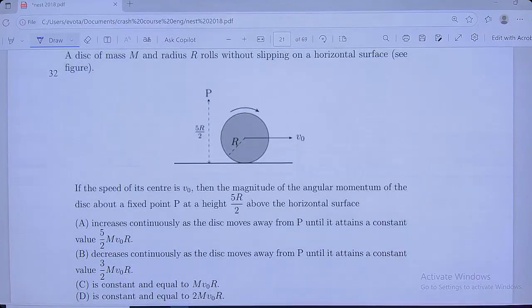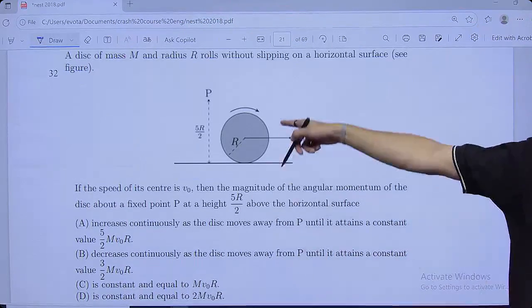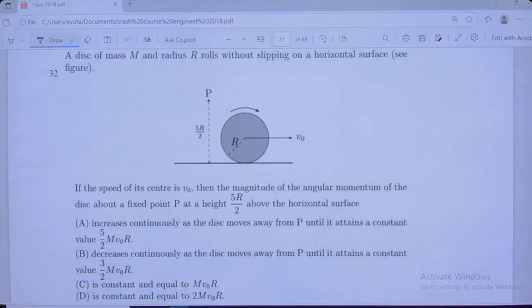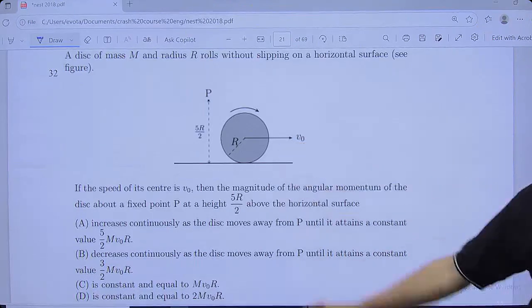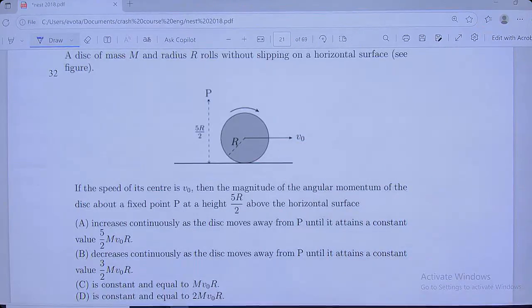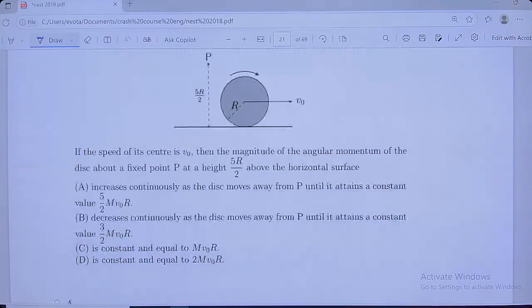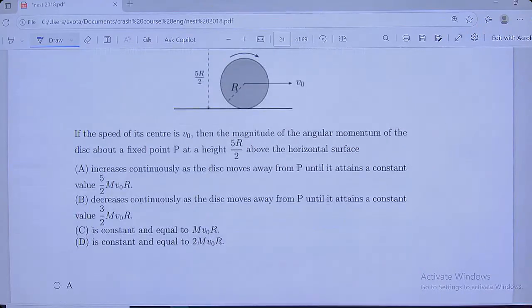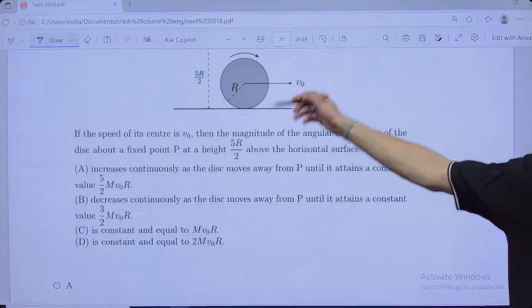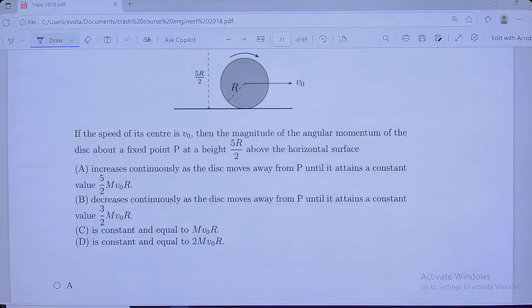In this question, we have been given a disk which is rolling on a horizontal surface. Center mass speed is v naught given to us, and a point at a distance of 5r by 2 is also given to us. Now we need to select the correct option about the angular momentum about that point.